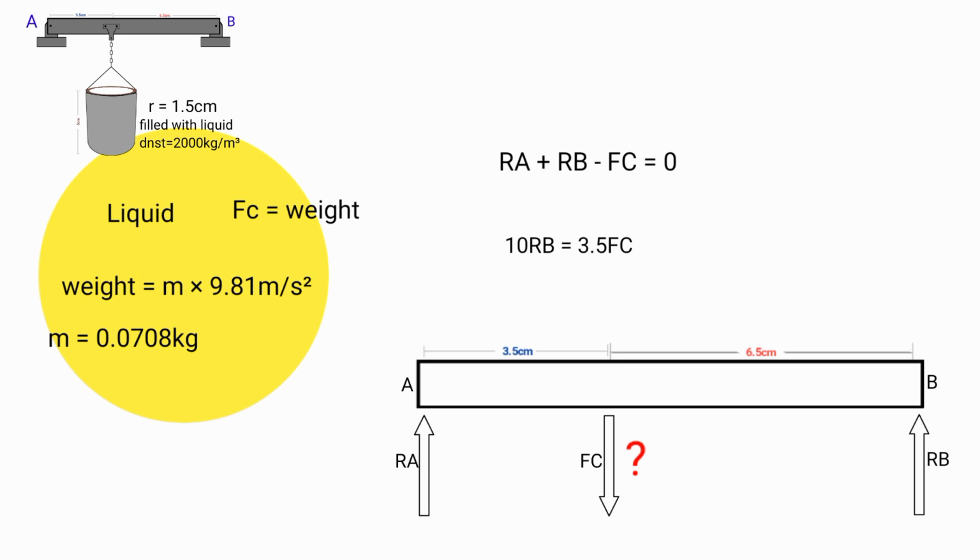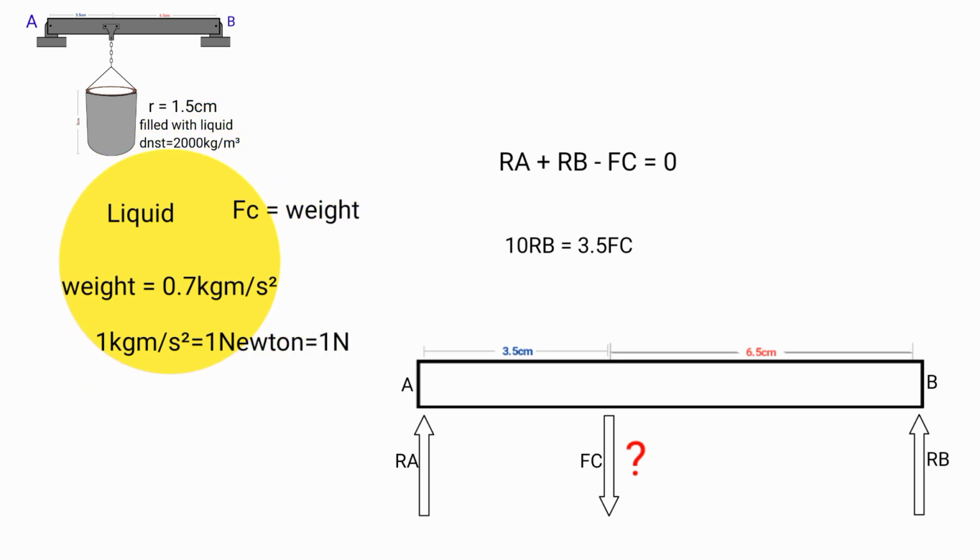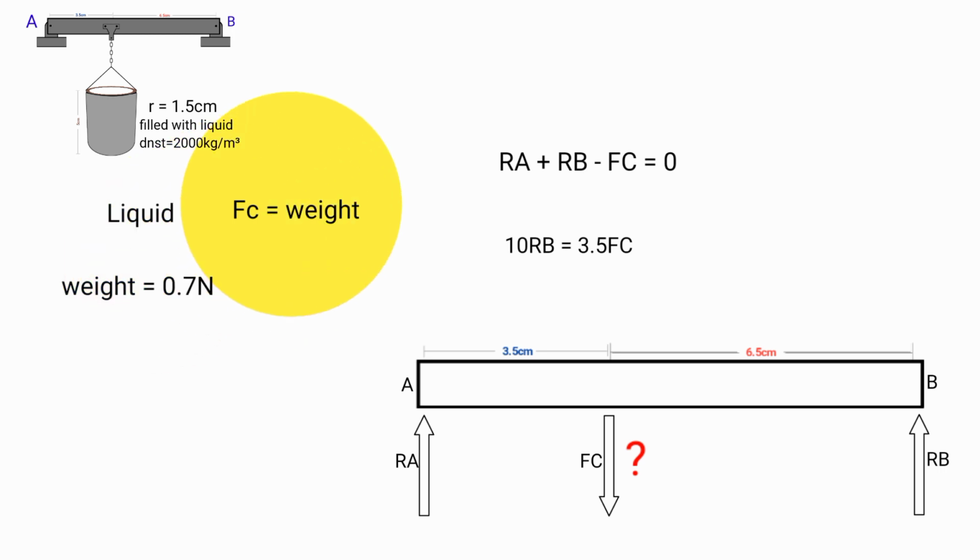If we come here and substitute it, weight equals 0.0708 kilogram times 9.81 meters per second squared. 0.0708 kilogram times 9.81 meters per second squared is 0.694548 kilogram meters per second squared, which is approximately 0.7 kilogram meters per second squared. So weight equals 0.7 kilogram meters per second squared. We know the unit kilogram meters per second squared is equivalent to 1 Newton. So weight equals 0.7 Newton. Recall, weight here is equal to force C. So force C equals 0.7 Newton.